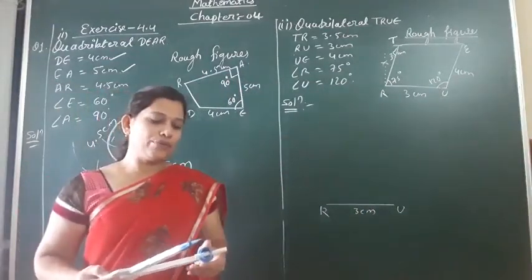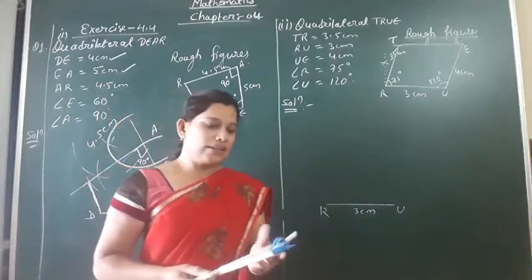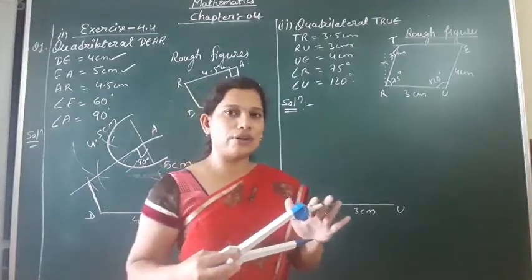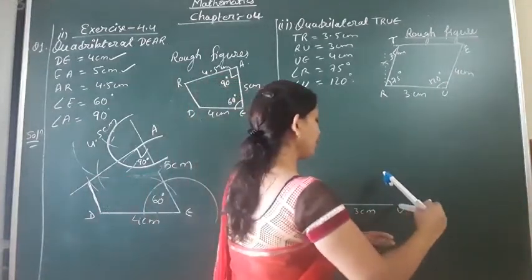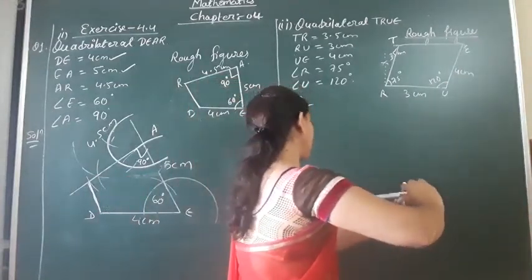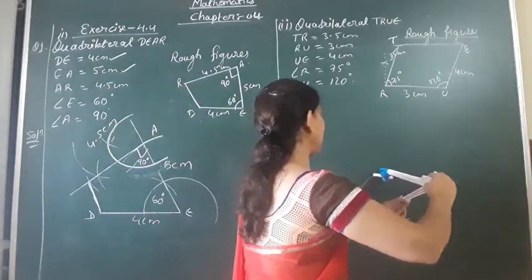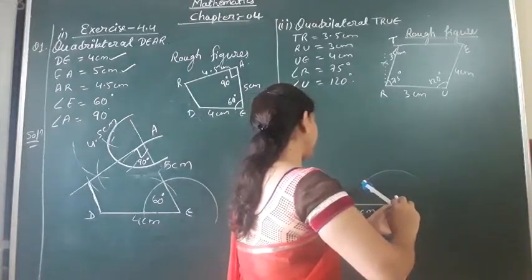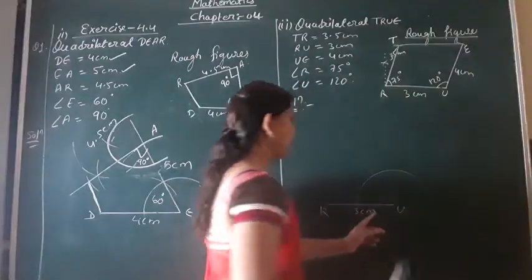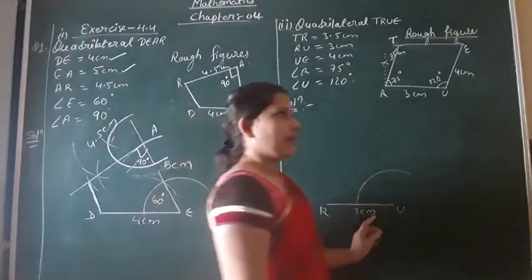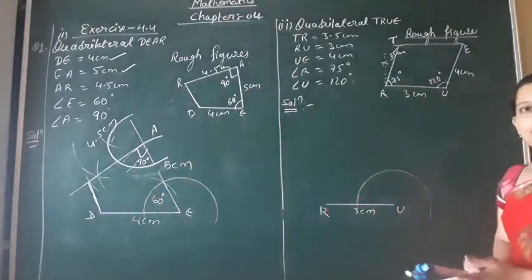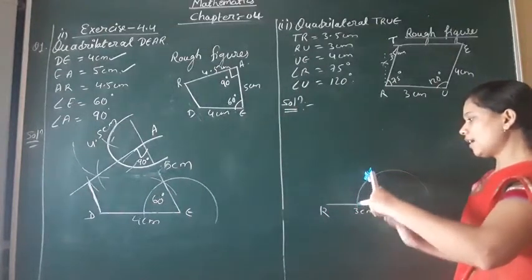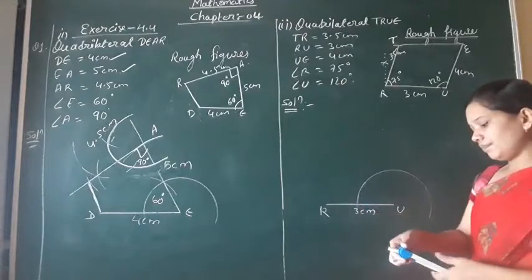For that, you have to take a radius, any radius you can take on the mouth of your rounder. Keeping the needle at point U, draw an arc. So here we have drawn an arc, like this. Now keeping the needle here, draw the next arc of the same measurement.